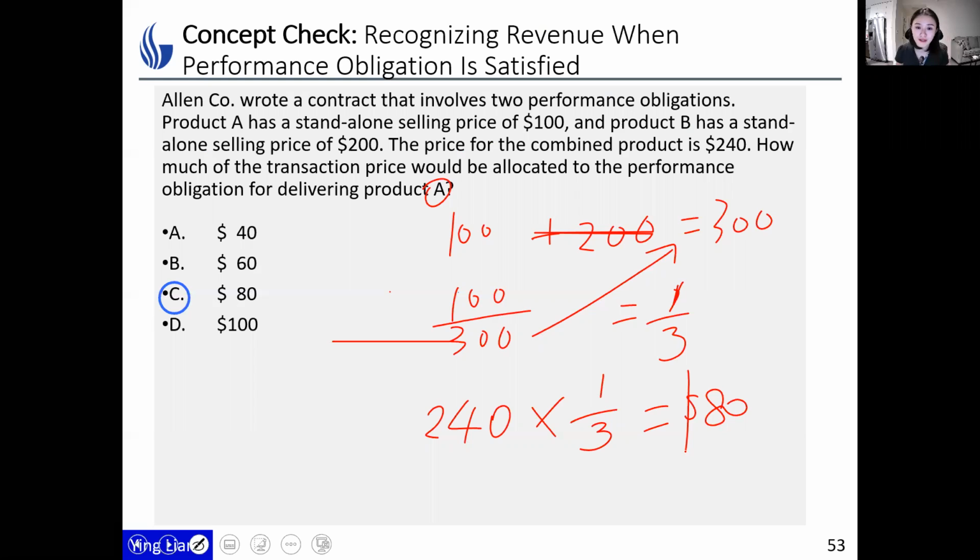So that is simply the calculation process for allocation. We have to first calculate the ratio using not the combo price, but you have to add up the standalone prices to get the total. And then you get the ratio. How much does it weigh for product A on the total standalone price? And then you apply this ratio to the combo price and get how much we should allocate as revenue to product A. Now that's it for step 4. And then we'll continue to step 5 in the next video.